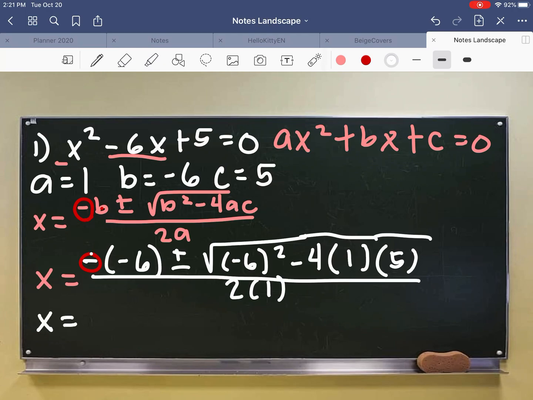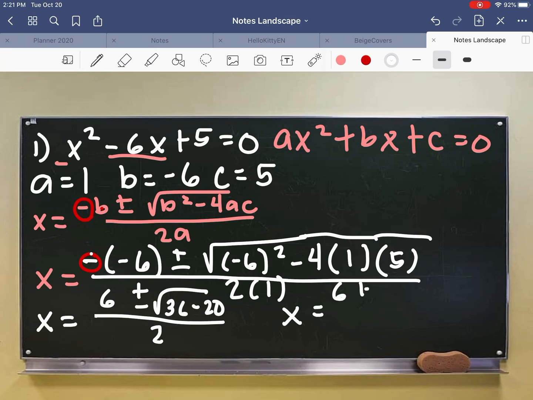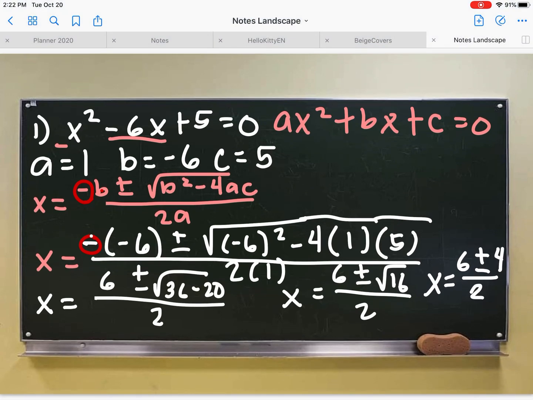Okay, so we have x equals negative times negative, magiging positive. So this is just 6. Plus or minus square root of 6 squared is 36. Minus 4 times 1 is 4 times 5 is 20. All over 2 times 1 is 2. Okay, so we have x equals 6 plus or minus 36 minus 20. Yes, that is square root of 16 over 2. Okay, so we have x equals 6 plus or minus, what is the square root of 16? Okay, so it's 4 over 2.